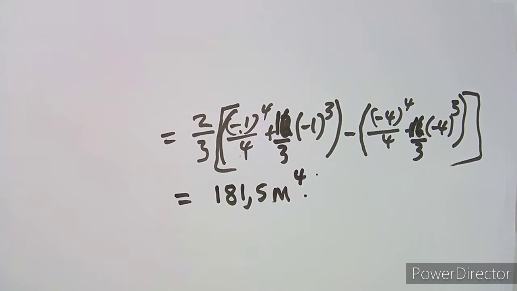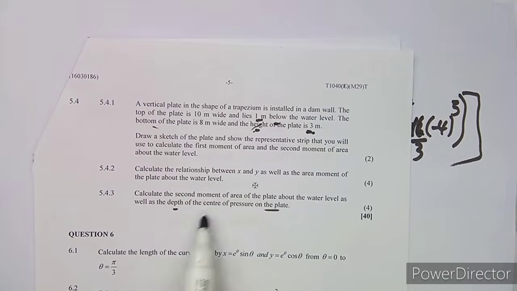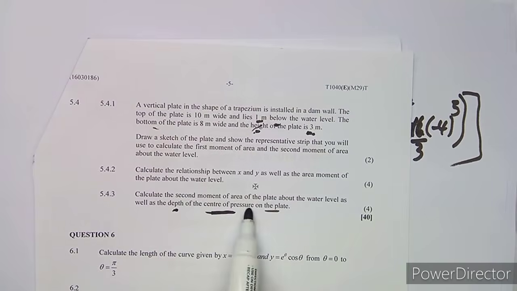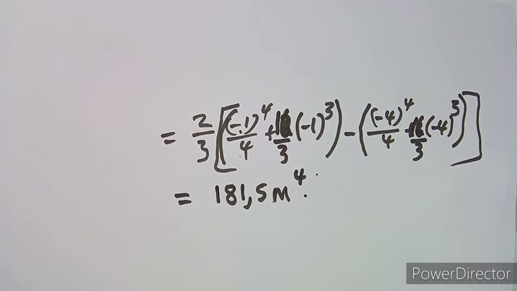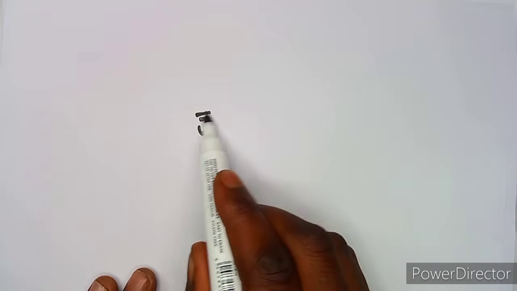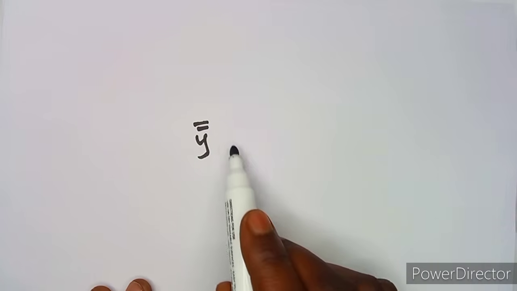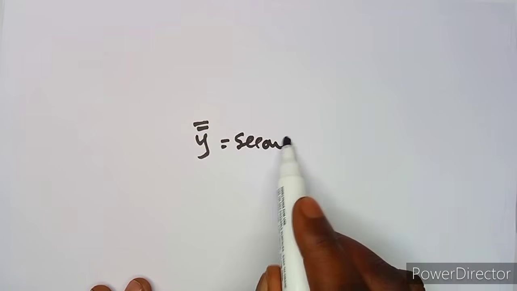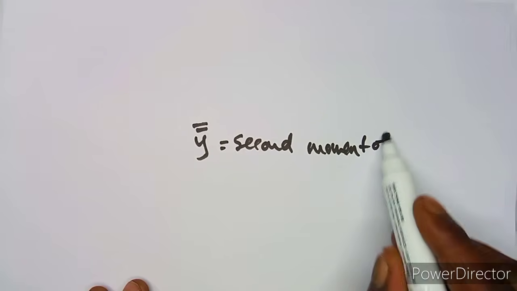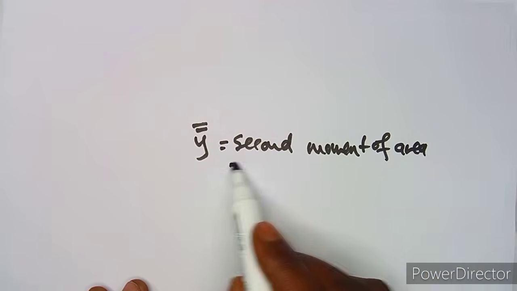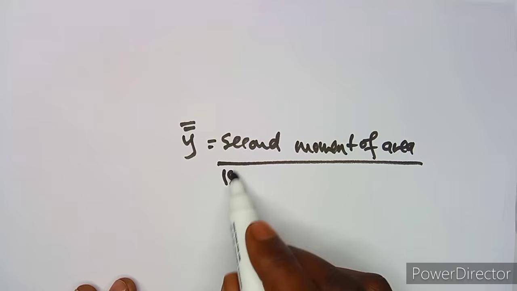The question was a continuation. It wasn't only one thing there, but it was also to calculate the depth of center of pressure of the plate. So we need the depth there. As you can see, we have a lot of things, guys. So the depth of center of pressure, that is y-bar, is the second moment of area over the first moment of area.